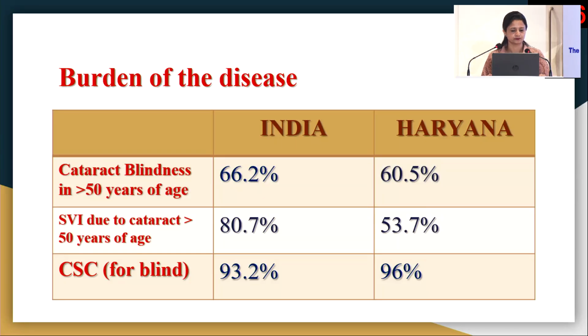Now, the burden of the disease vis-a-vis Haryana and our country, India. Cataract blindness in more than 50 years of age in India is 66.2%, whereas in the state of Haryana, it is 60.5%. Severe visual impairment due to cataract in more than 50 years of age is 80.7% in India and 53.7% in Haryana. Cataract surgical coverage for blind in India is 93.2%. In Haryana, it is 96%.